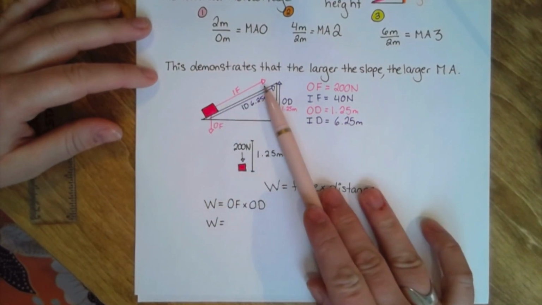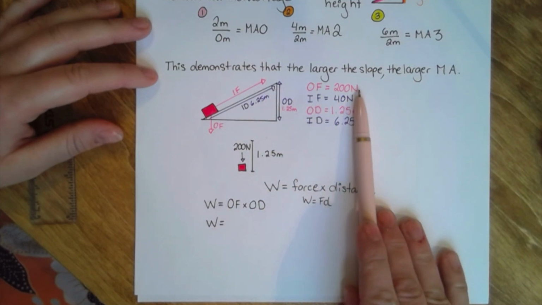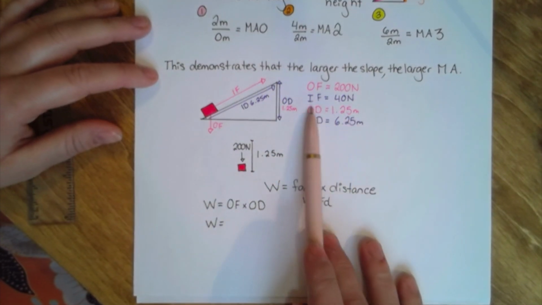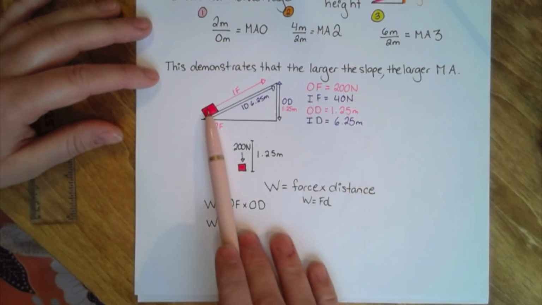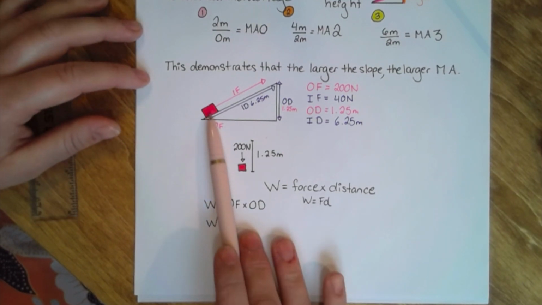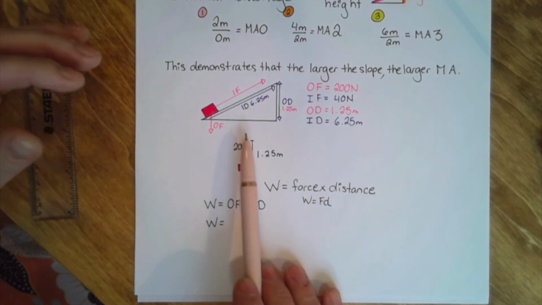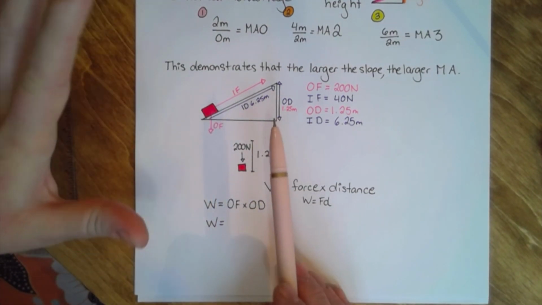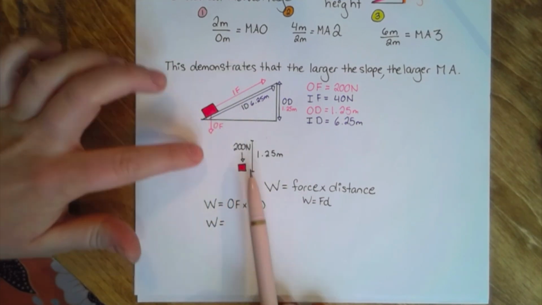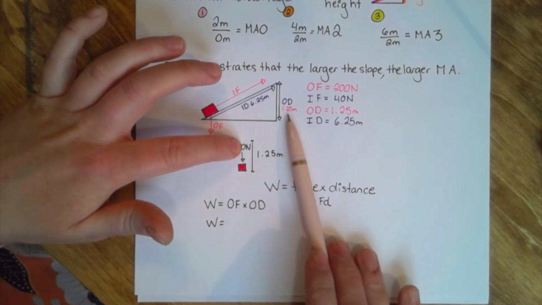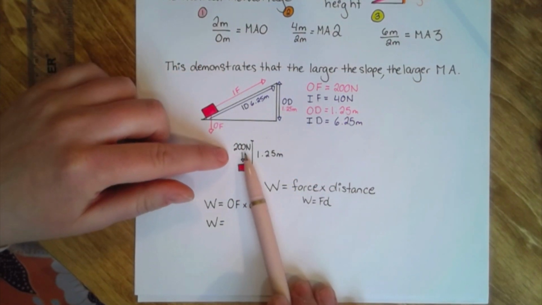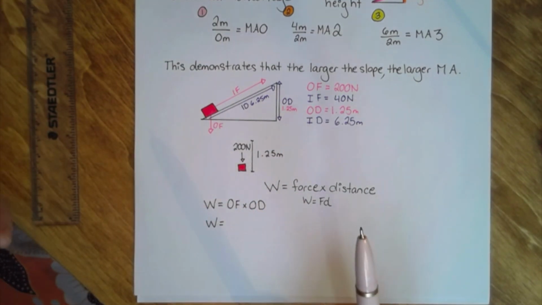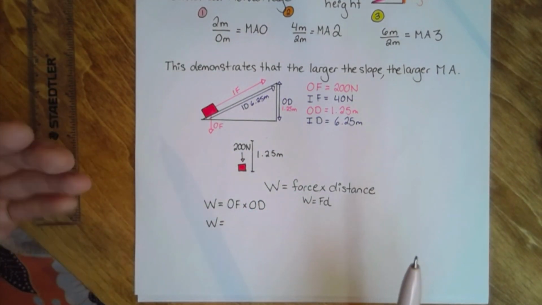We have an input force of 40 newtons if we're using an inclined plane. If we're not, our output force would be 200 newtons. That's the weight of it, our force, which is our mass times gravity. You don't need to worry about that. But basically, if we just lifted it up directly, the 1.25 meters would take 200 newtons of force. And so we're trying to see what the difference would be in our work between these two scenarios.